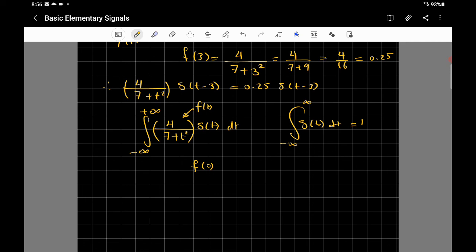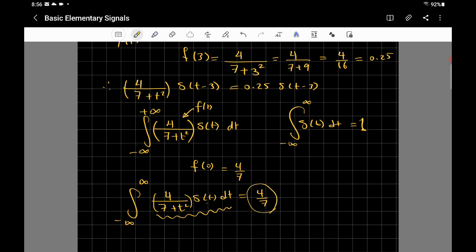All right. Let's just do an example on that to explain how we can get it. Well, f of 0 we did before for this example is equal to 4 over 7. So the integration from minus infinity to positive infinity of 4 over 7 plus t squared times delta t is just equal to 4 over 7. Because we know the integration of the unit impulse itself is equal to 1. And then when you multiply it by the function, you are changing the amplitude of the impulse. It's not a unit impulse anymore. So the area is not going to be 1 anymore. It's going to be the new value 4 over 7.